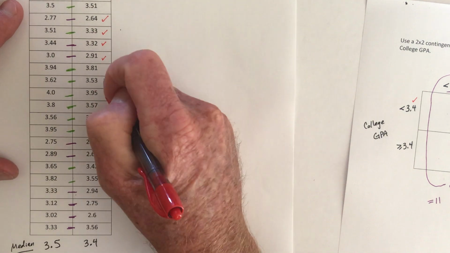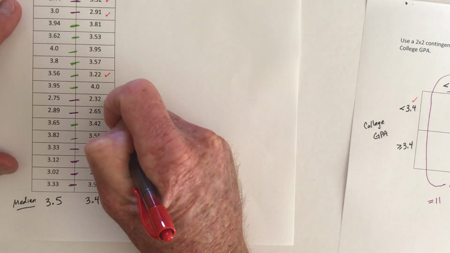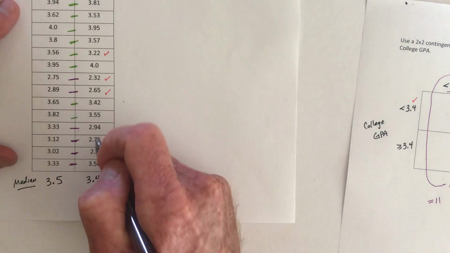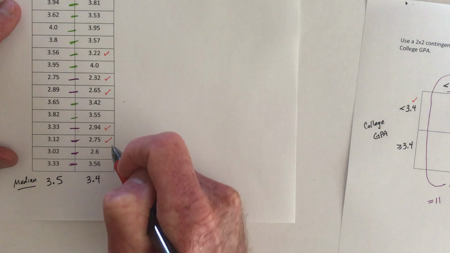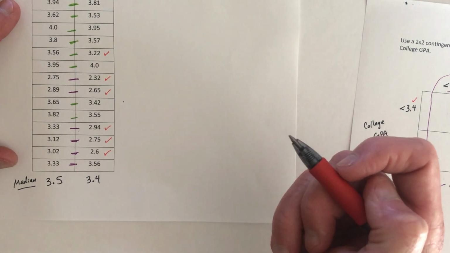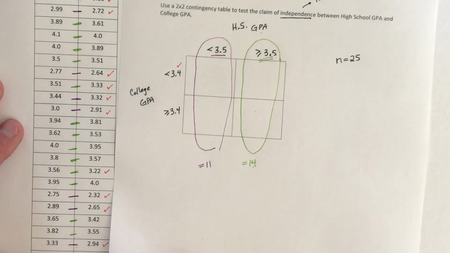Sorry if I'm bugging you by saying it over and over again. Smaller than 3.4. No, smaller than 3.4. Smaller than 3.4. Okay, now it's time to count.